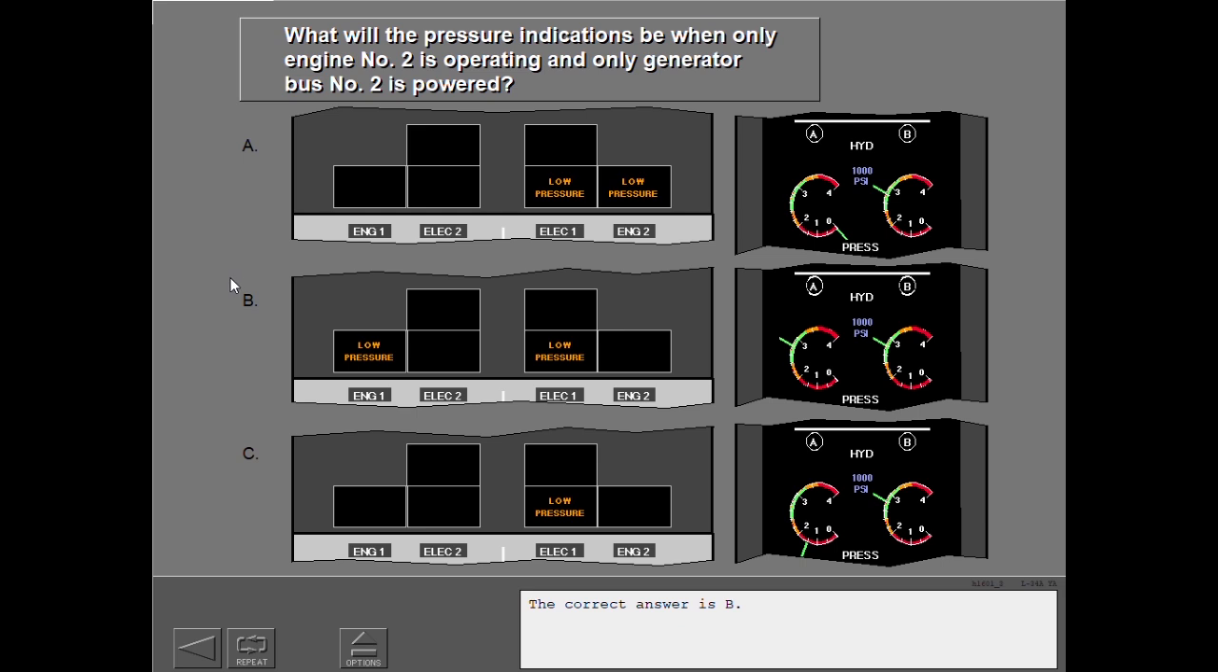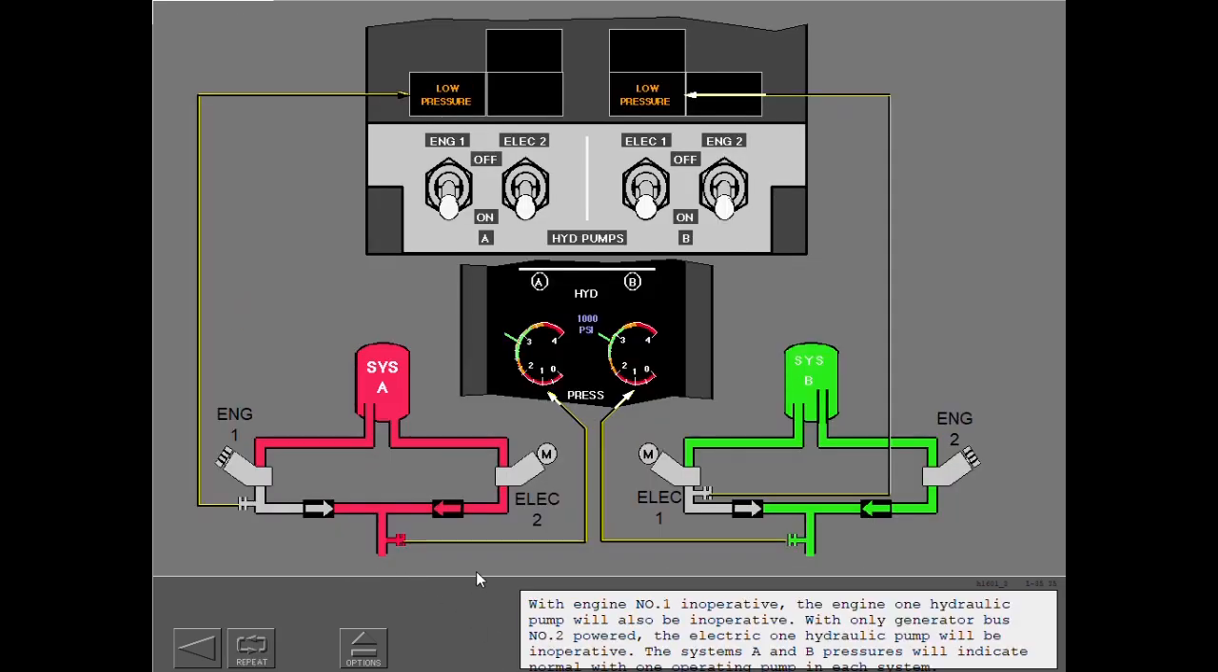The correct answer is B. With engine number 1 inoperative, the engine 1 hydraulic pump will also be inoperative. With only generator bus number 2 powered, the electric 1 hydraulic pump will be inoperative. The system's A and B pressures will indicate normal with one operating pump in each system.